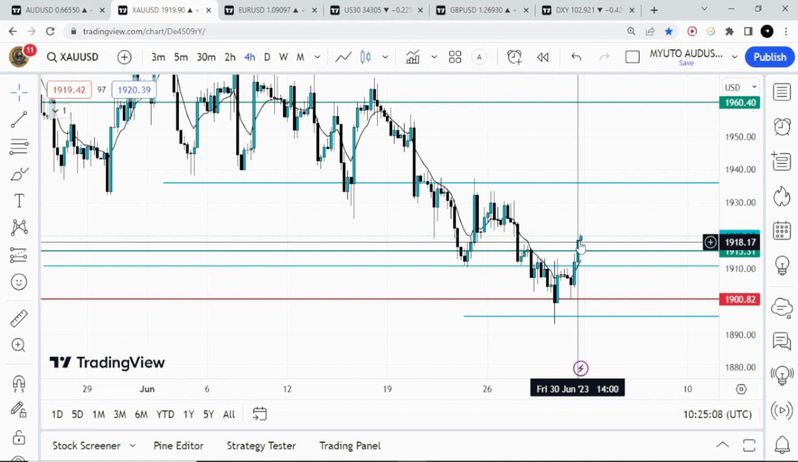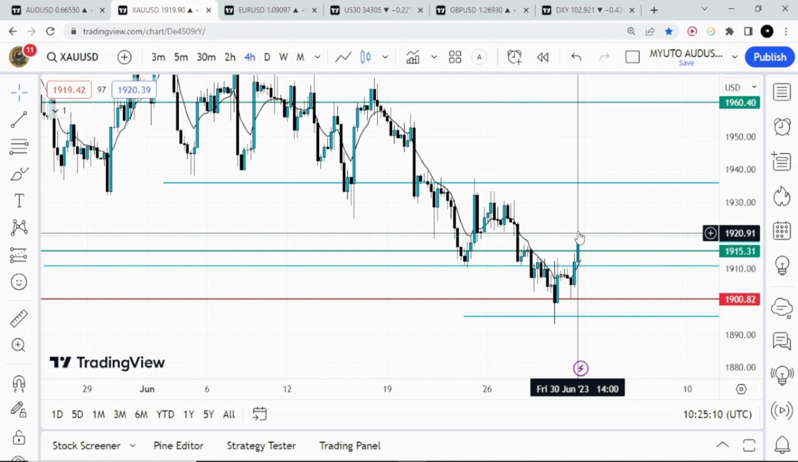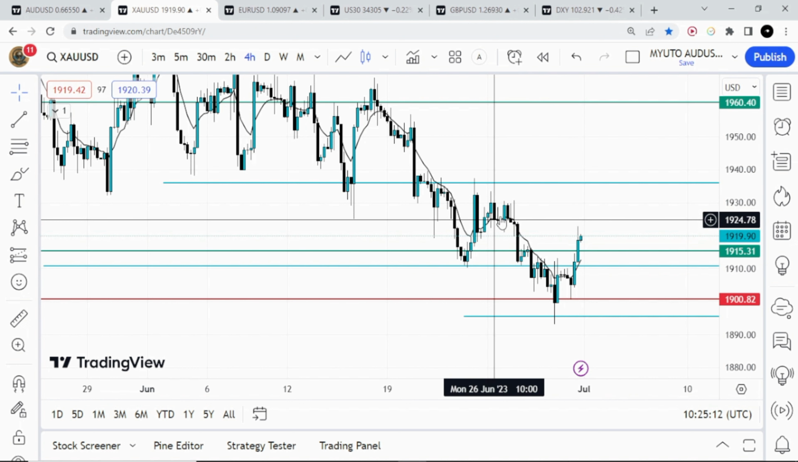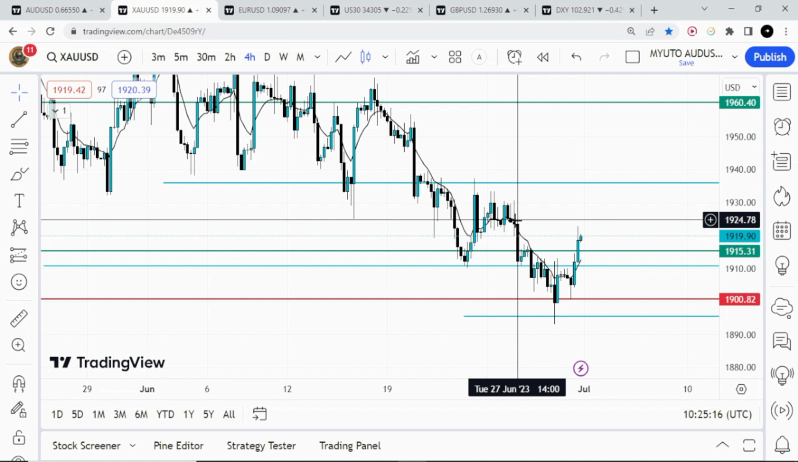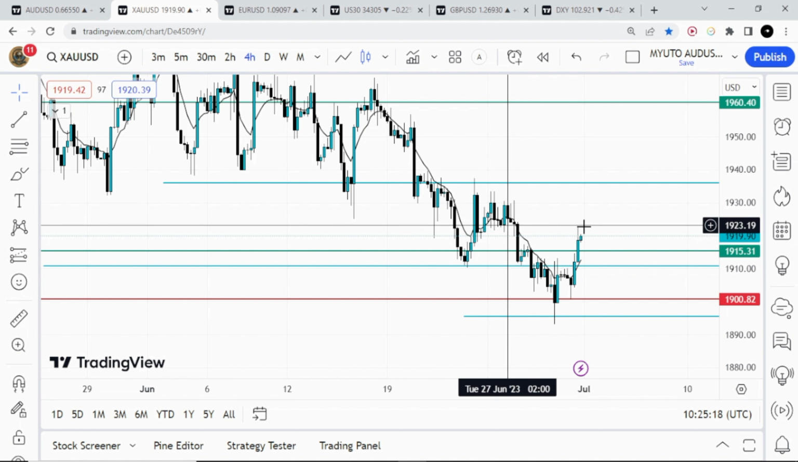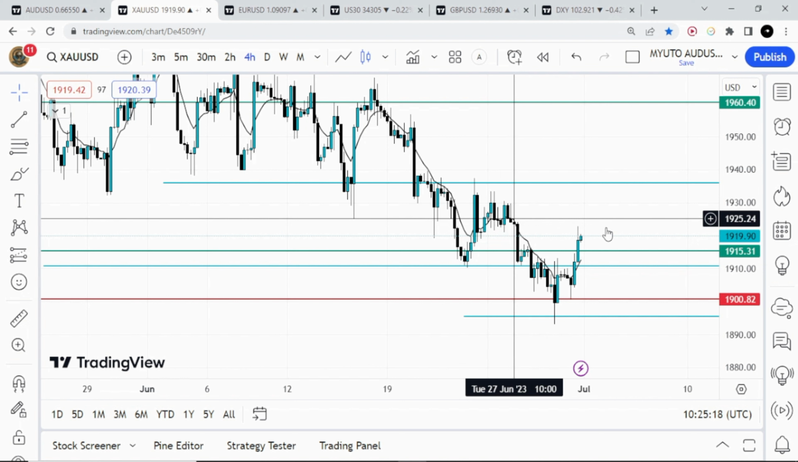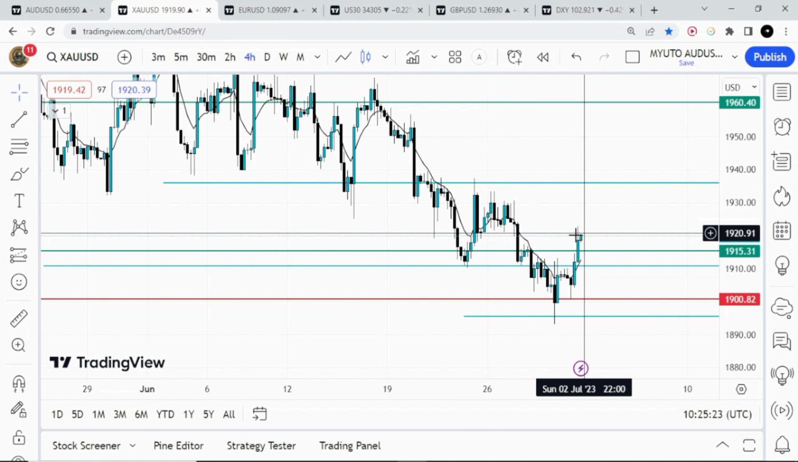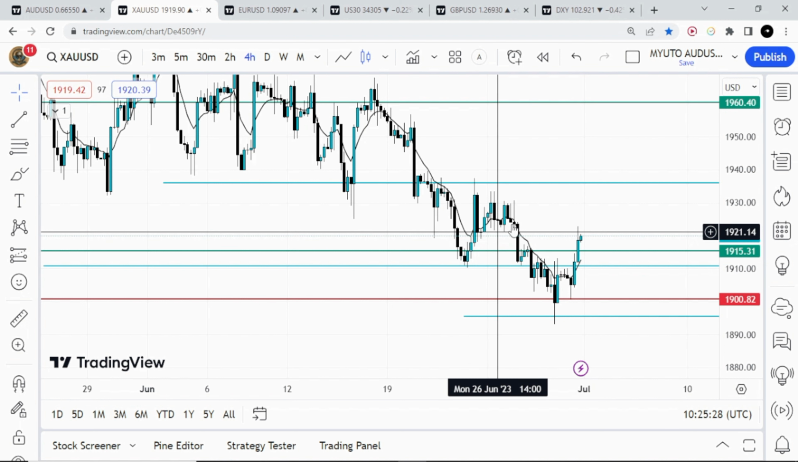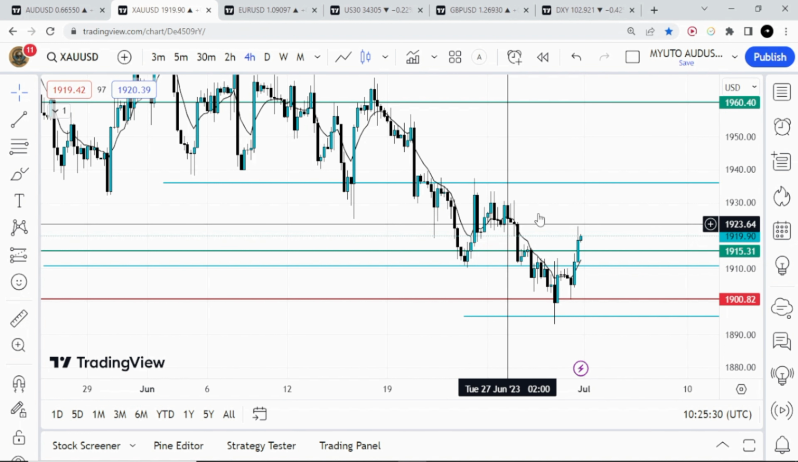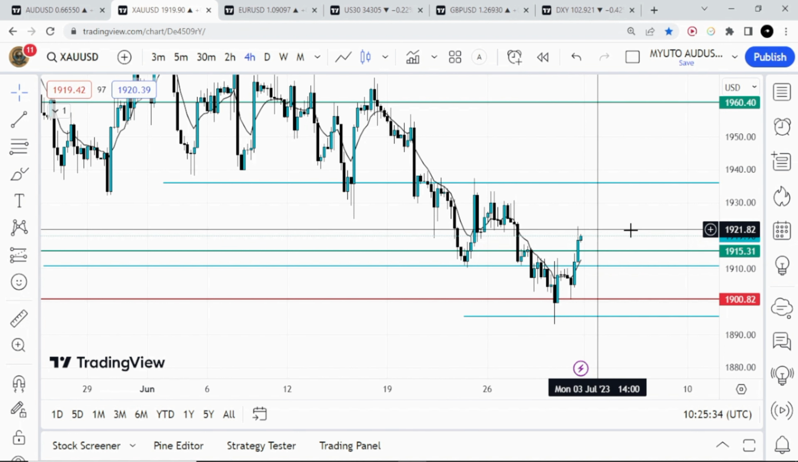Already we've had some rejection here. You can see this candle has a rejection. So we might find resistance at this area here. We also have a supply zone here where this candle tapped. So it tapped the supply zone and then closed below. So I'm expecting price to find resistance around this area. So be vigilant.